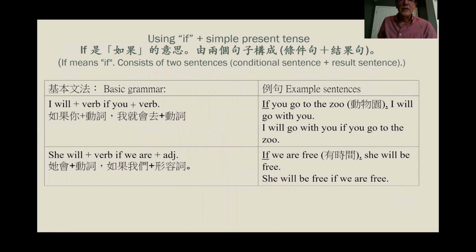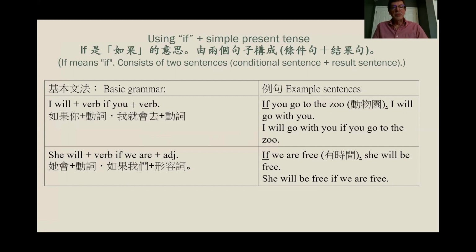Okay, using if plus a simple present tense, it means if consists of two sentences, conditional plus the result, and that sounds pretty confusing, doesn't it? But what we're trying to do here is take an if statement, and it could be in the present tense or future tense, and then combine them. Now, when we're speaking or we're writing, it's a combination of not simply present tense, but also past, future, and present.